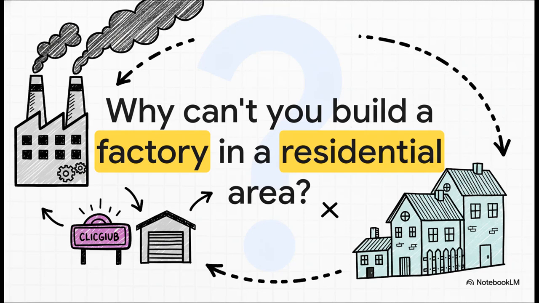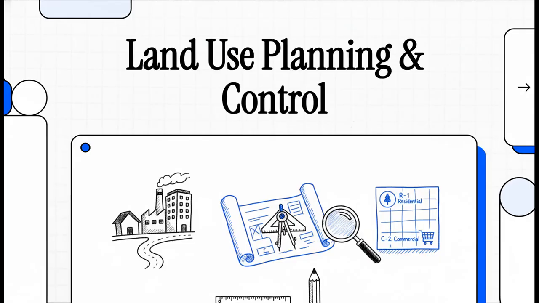You ever wonder why you can't just build a factory right in the middle of a quiet residential neighborhood? Or, why your neighbor can't suddenly decide to turn their garage into a nightclub? Well, the answers lie in a powerful set of rules that shape our communities. And believe me, understanding them is absolutely crucial if you're in real estate. So, let's jump right in.